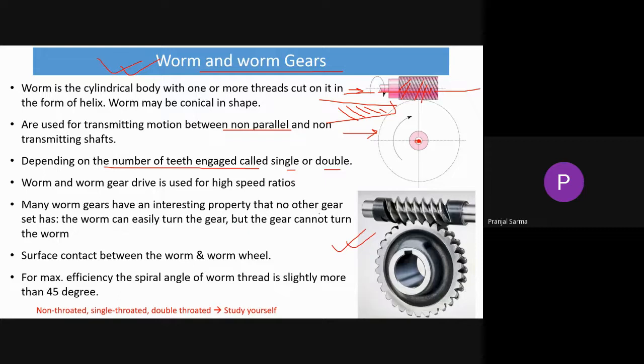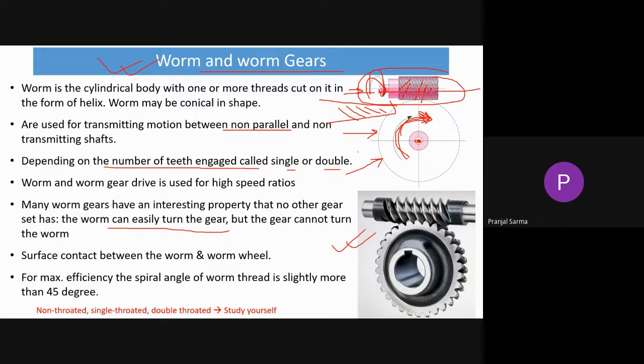Now here is one interesting property, and I hope all of you have also gone through the video. The worm can easily turn the gear. That means if you give rotation to this particular worm, the thread-like cylindrical body, it can very easily turn the wheel or the gear. But if you try to rotate the gear and expect some motion in this particular worm, that is not easy. That cannot be done. That means by rotating this gear, we cannot turn the worm. That's why this self-locking capability is sometimes used.